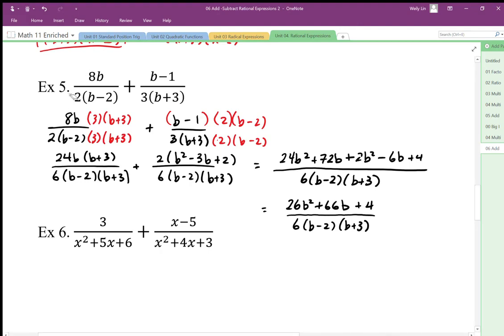So if we can recognize when we can simplify the fraction first, that's always easier, to simplify the fraction before we add it. So in this case, we kind of missed that, so I'm going to do that at the end. So I end up with 13b squared plus 33b plus 2. Okay, and that's not factorable. And I'm going to divide the bottom by 2 as well. And there's my simplified fraction answer.